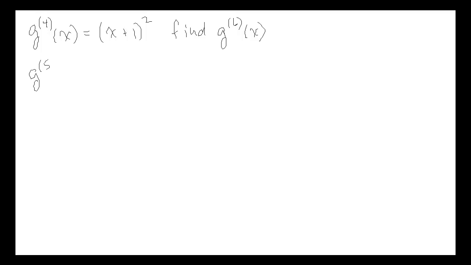In this particular example, they're telling us this is the fourth derivative. So they've done some work along the way to find the fourth derivative, and the fourth derivative is x plus 1 to the second power, and they want us to find the sixth derivative. Okay. Well, in order to get to the sixth, we've got to go through the fifth. So that's the first thing we need to do.